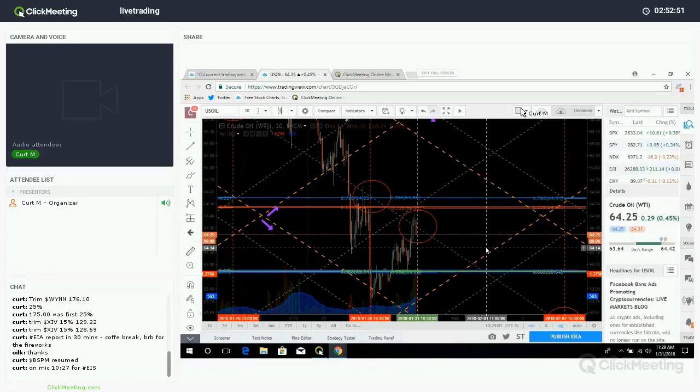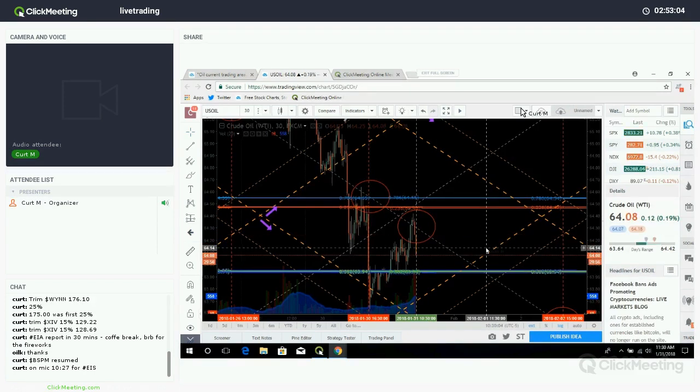Okay, here we go. So we got some pressure. Right through the middle of the target. Pressure underneath the target now. I was hoping for an upside run and then a short. So we'll see if that happens now.